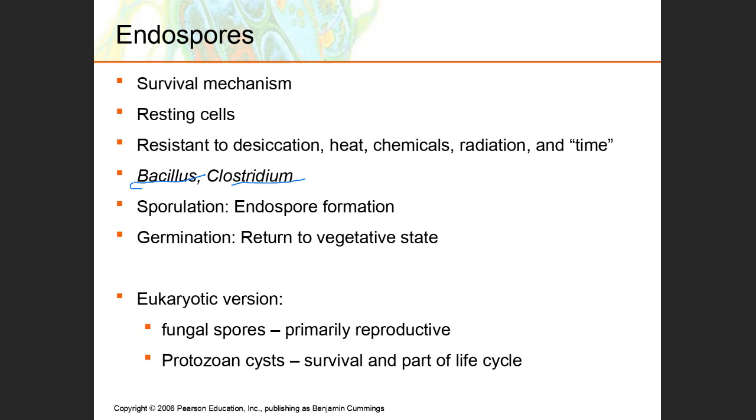Now, eukaryotes have some similar kinds of things. Fungi produce spores, but fungi produce a lot of spores because they're trying to reproduce. A prokaryotic cell produces only one spore because it's trying just to survive. But fungi produce a lot of spores. And certain protozoa form cysts, which are a dormant protective structure. It could be a normal part of their life cycle, or it could be in response to environmental stress. And again, they're sensing they're going to die soon.